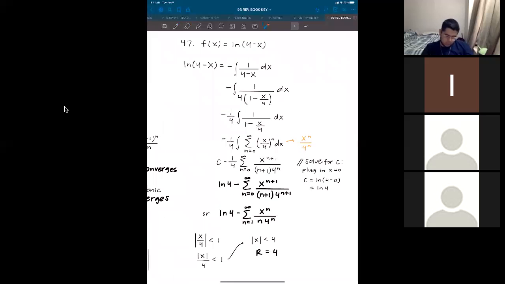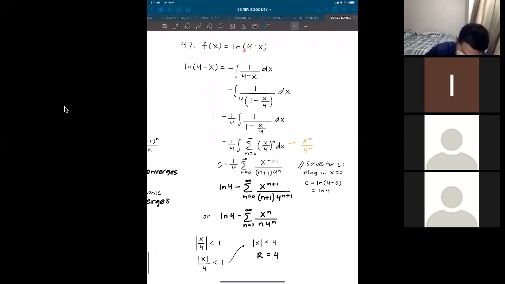Okay, so 47 is that integral problem because it gives you ln of 4 minus x. So since we have ln of 4 minus x, that's equal to the integral of 1 over 4 minus x, but because the x is negative, we put a negative in front. Drop down the negative, and then we have the integral, and we need it in the form of 1 over 1 minus x. So that means we factor the 4 out, so you have 1 minus x over 4. I pulled this 4 to the front, so it's negative 1/4. Then we have the integral of this thing. And this can be written with sigma, and then we say x over 4 to the n.